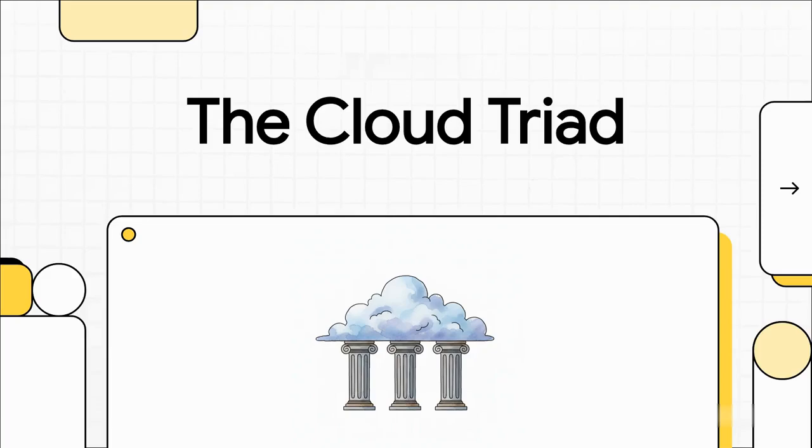All right, let's talk about the cloud. You've got these three giants, right? AWS, Azure, and Google Cloud. They can feel kind of overwhelming. So today, we're going to demystify them. We're going to break them down to their absolute core building blocks so you can finally see what really makes them tick.